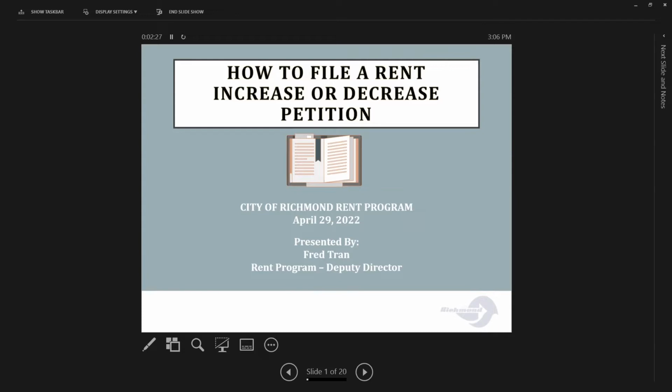Today's workshop will be on how to file a rent increase or decrease. I'm Fred Tran, the Deputy Director of the Rent Program in Richmond, California.